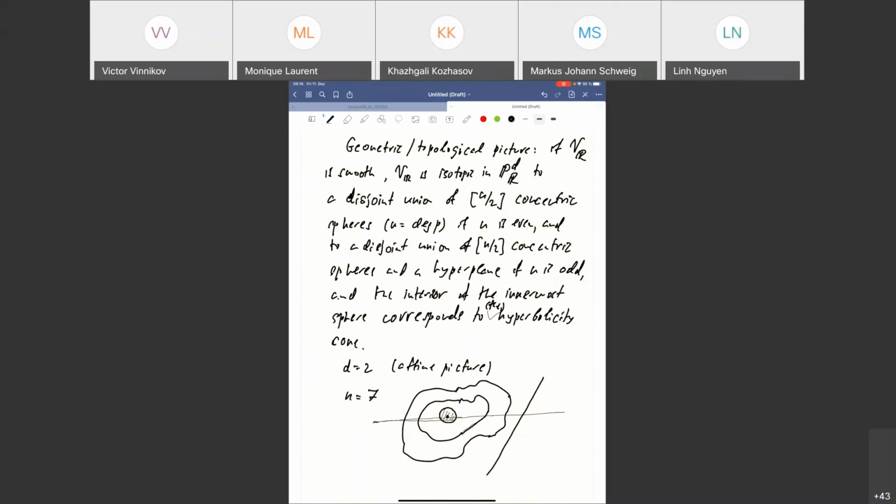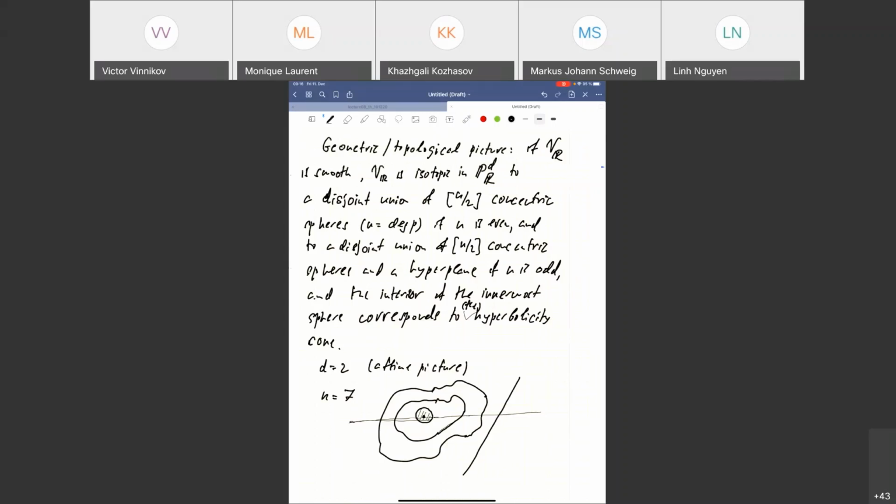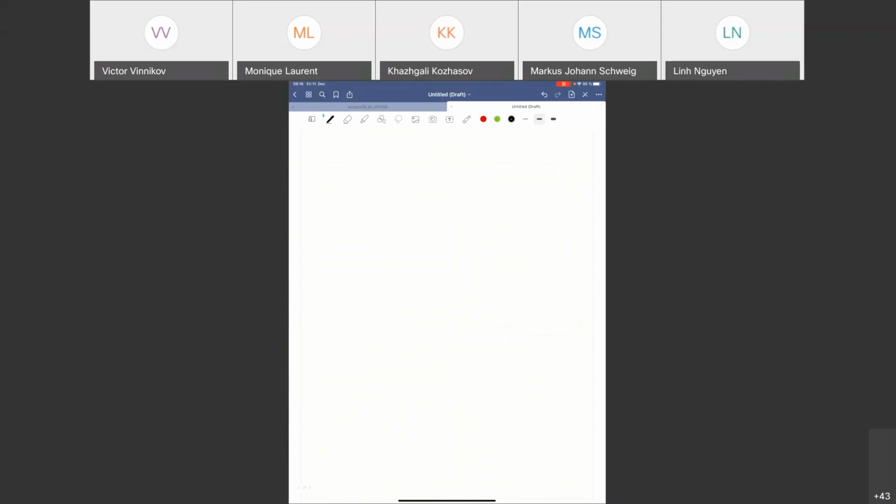Okay, so that was a quick reminder about hyperbolic polynomials. Now, what about how determinantal representations come in? Well, how can we certify that the polynomial is hyperbolic, or how can we produce a hyperbolic polynomial? So how to construct hyperbolic polynomials? Well, the simplest example are determinants.